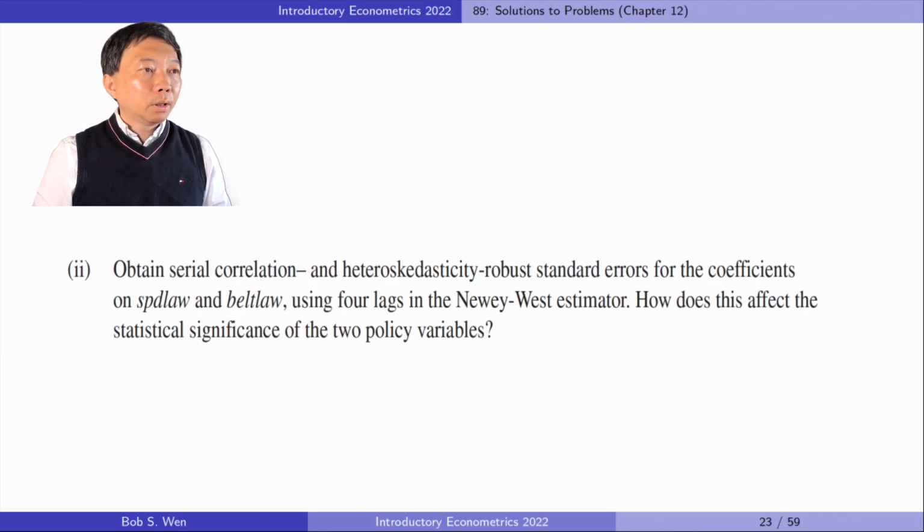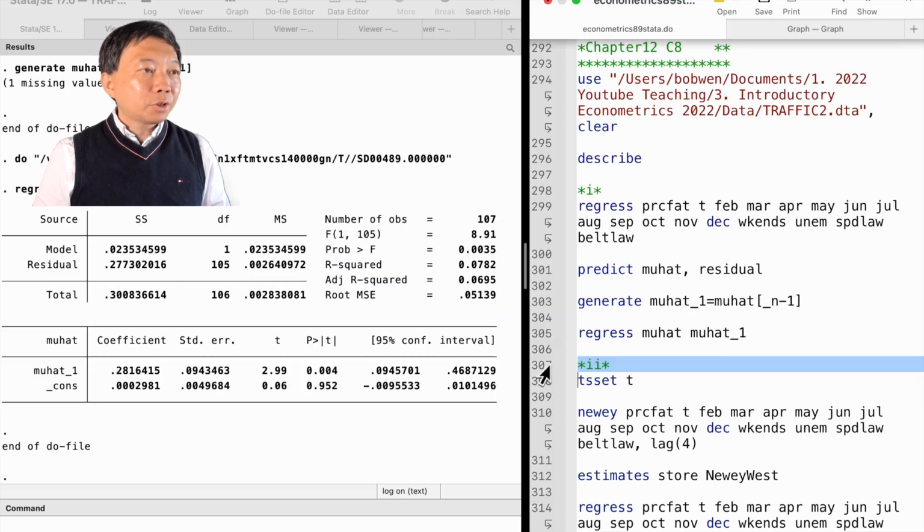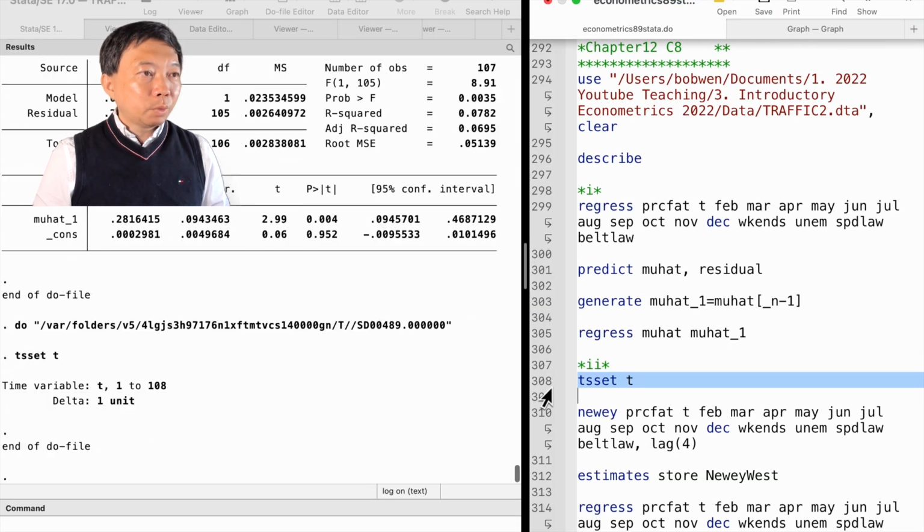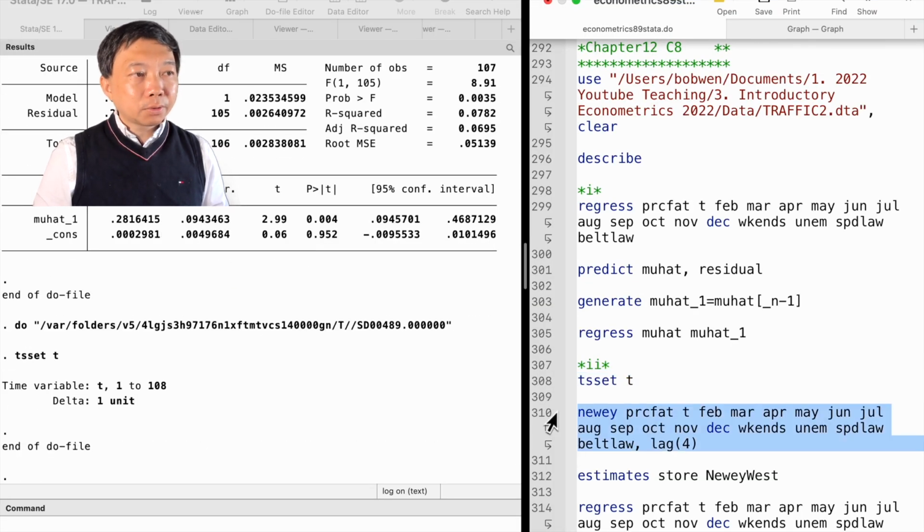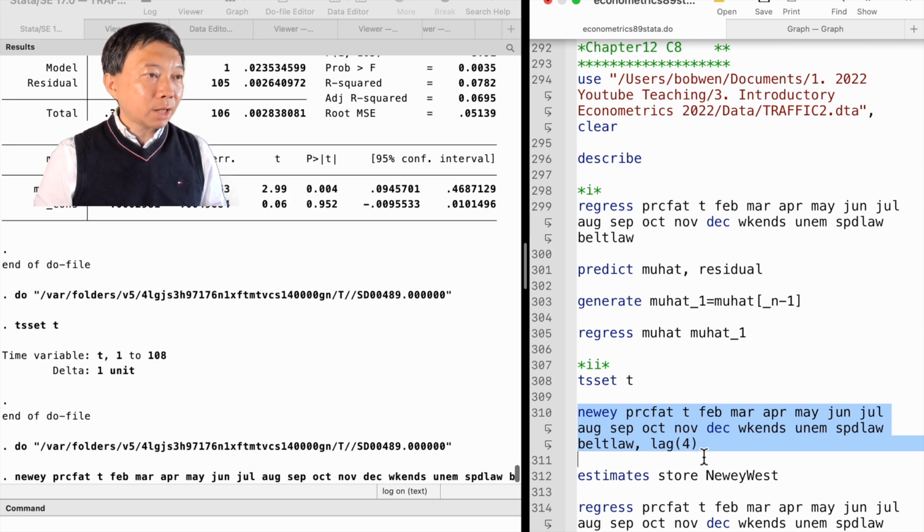Part 2. Obtain serial correlation and heteroscedasticity robust standard errors for the coefficients on the two policy variables, using 4 lags in the Newey-West estimator. How does this affect the statistical significance of the two policy variables? We estimate the model by OLS with Newey-West standard errors and usual standard errors and then compare the estimates in a table.